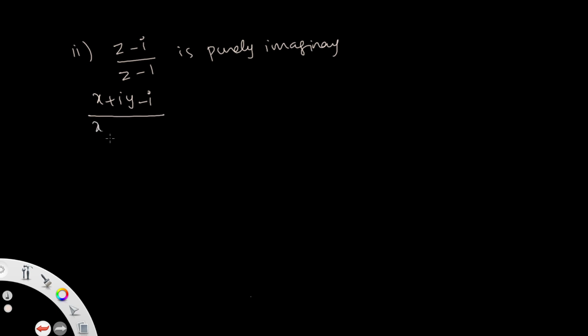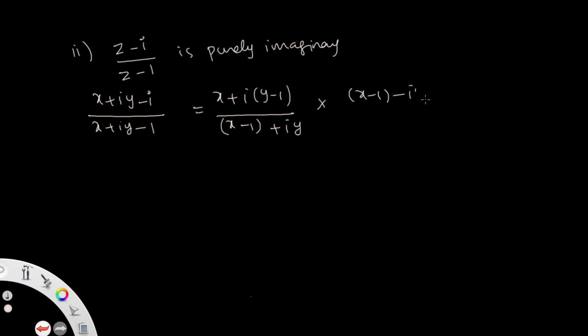The second bit is given that (z minus i) by (z minus 1) is purely imaginary. Same thing, Nana, same method. z equals x plus iy, so it is (x plus iy minus i) by (x plus iy minus 1), that is x plus i into (y minus 1) by (x minus 1) plus iy. Here x minus 1 is the real part, the term with i is the imaginary part. Now rationalize: multiply and divide with its conjugate, (x minus 1) minus iy.